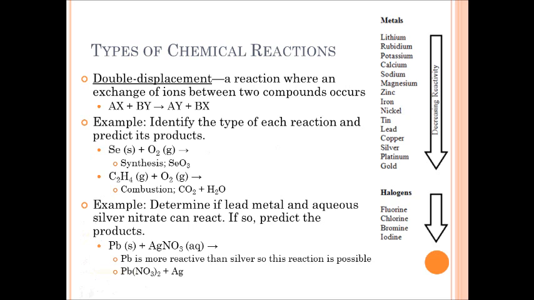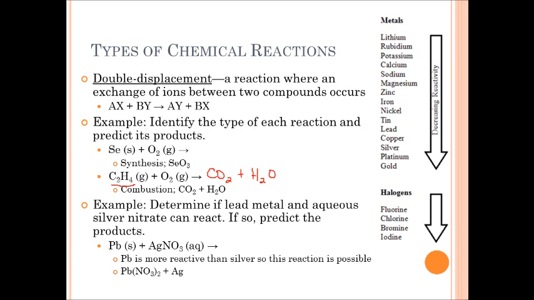Alright, the second reaction they give us is going to have C2H4 plus oxygen. Well, we have a carbon-hydrogen molecule with oxygen. That's combustion. So automatically we know that our products are going to be carbon dioxide and water. So if you can identify what type of reaction it is, you should be able to predict the products.